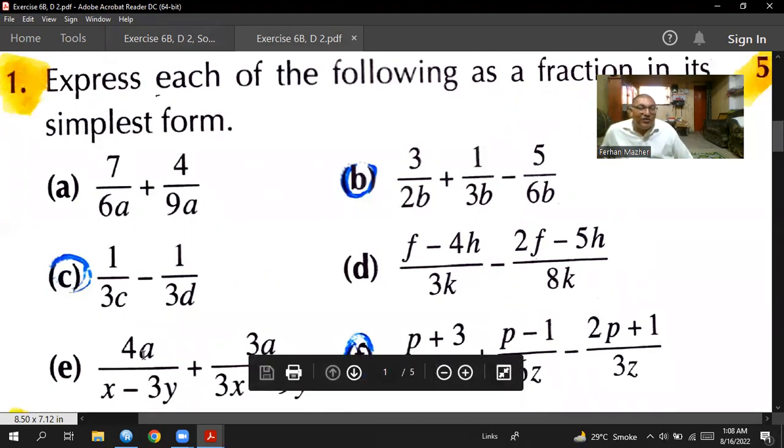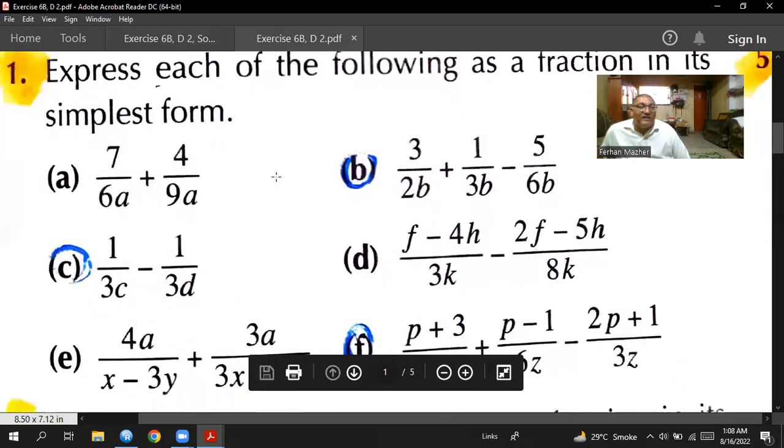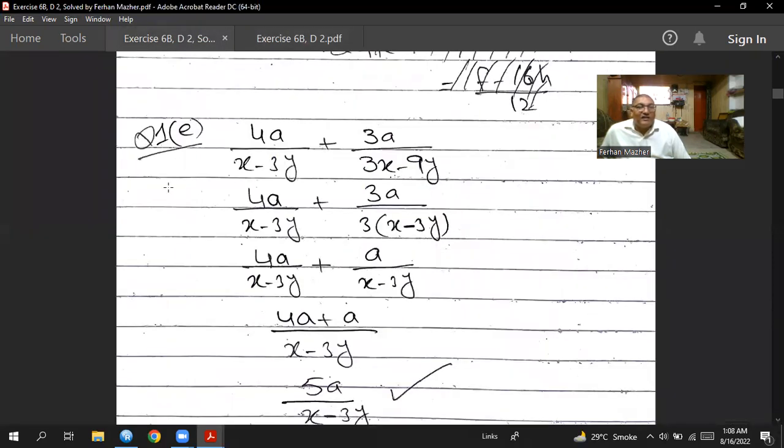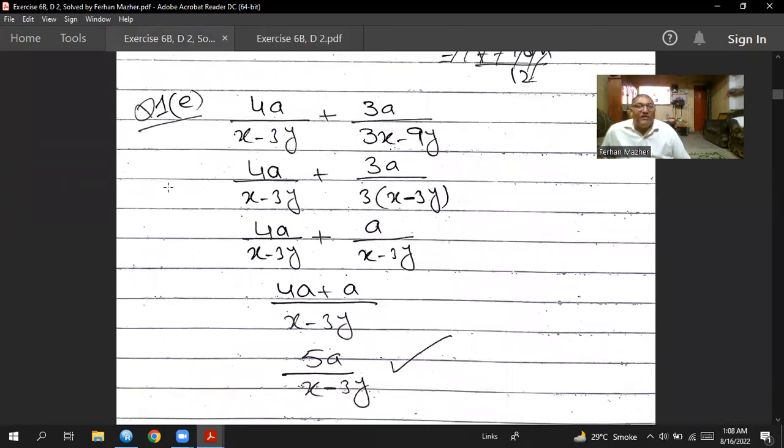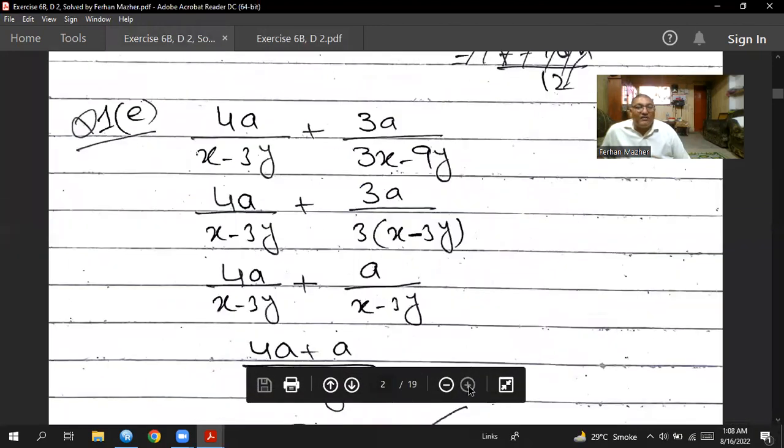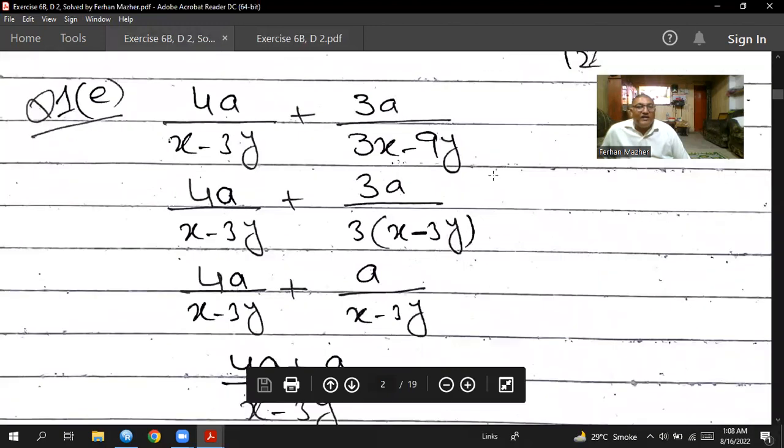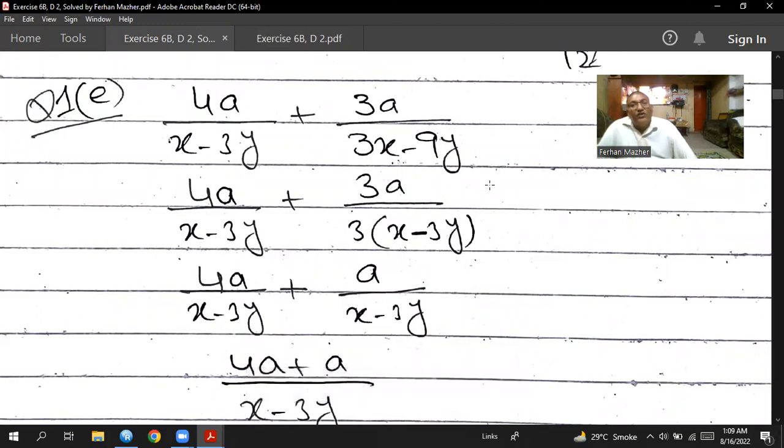It is 4a divided by x minus 3y, and you will have 3a divided by 3x minus 9y. So what we will do, we will take common, and you see 4a divided by x minus 3y, and this is good. Okay, from the second fraction, 3a divided by, from the denominator you can take 3 common, so you will take the 3 common, and then we have bracket and x minus 3y bracket close. This 3 and this 3 will be gone.